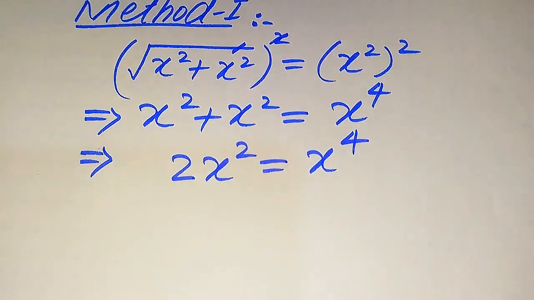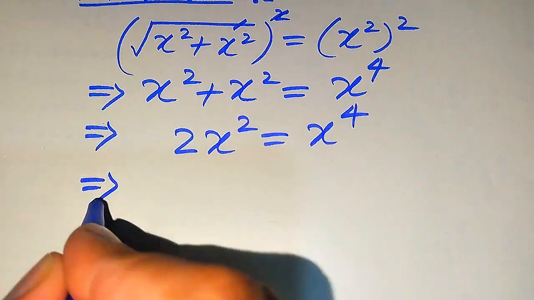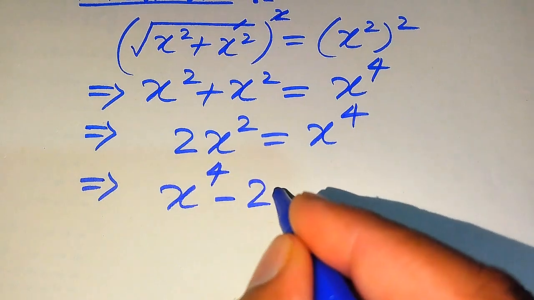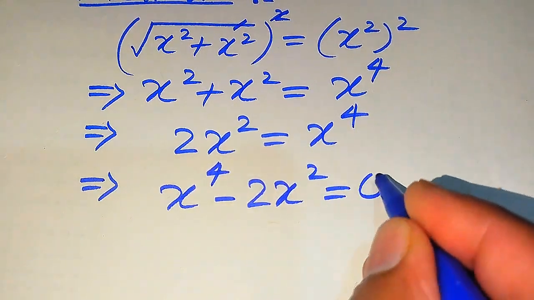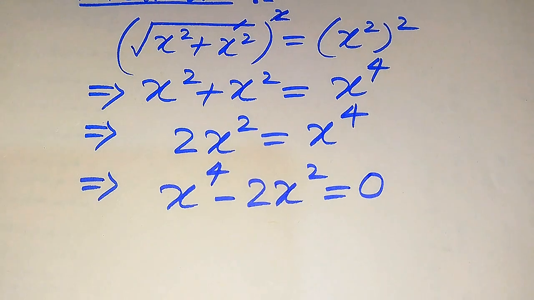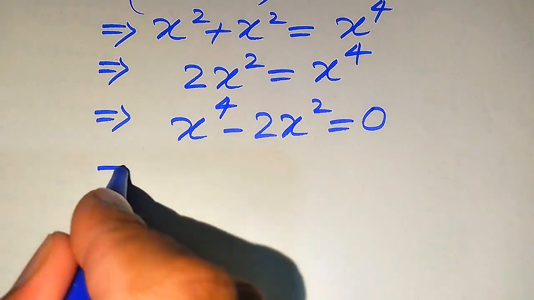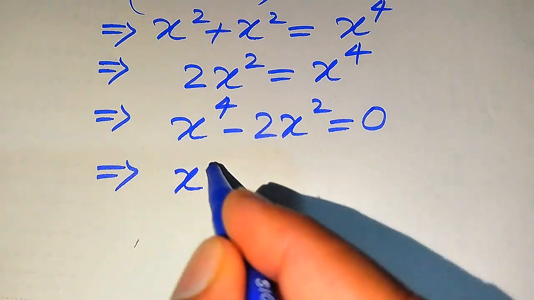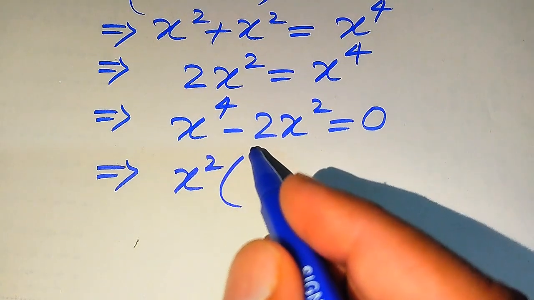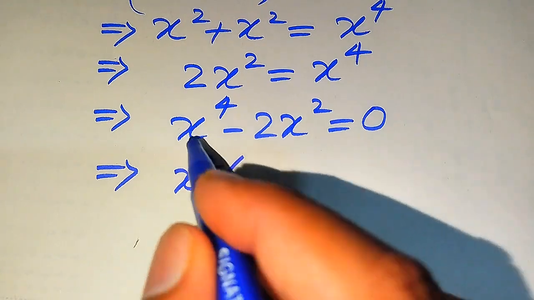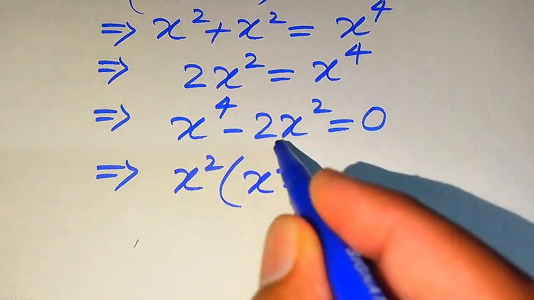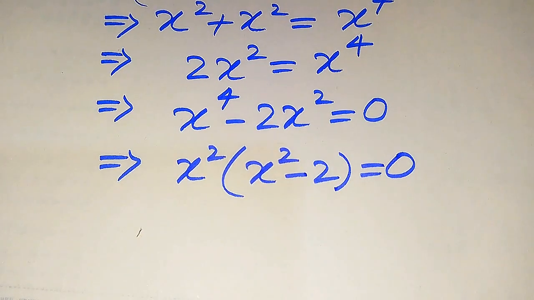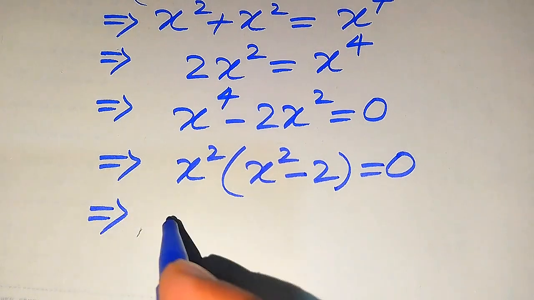Further, in the next step we move this 2x square to the right hand side, and it becomes x to the power of 4 minus 2 times x square, and this whole equation is equal to 0. Now you see both of these terms involve x square, so x square is the common term. We take x square common from here, and after taking it common the remaining values are x square minus 2, and this whole equation is equal to 0. Now we divide this equation into two cases.